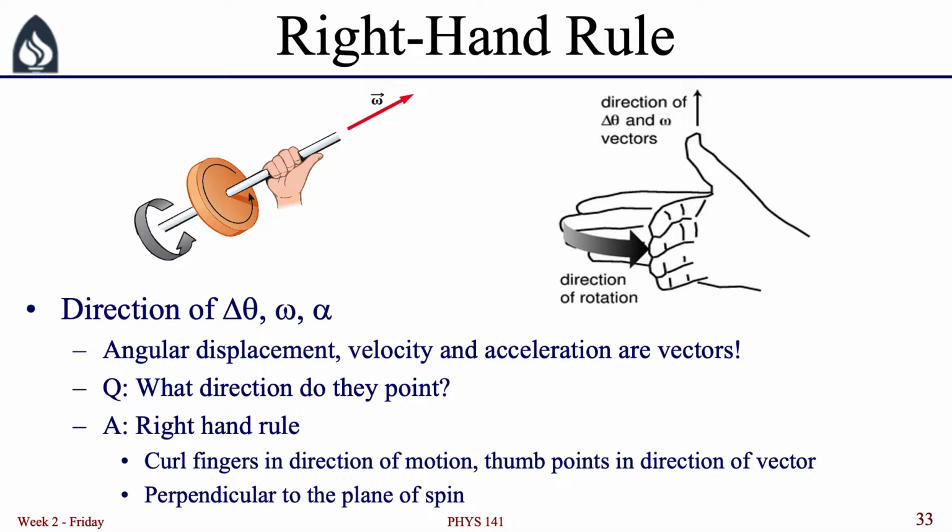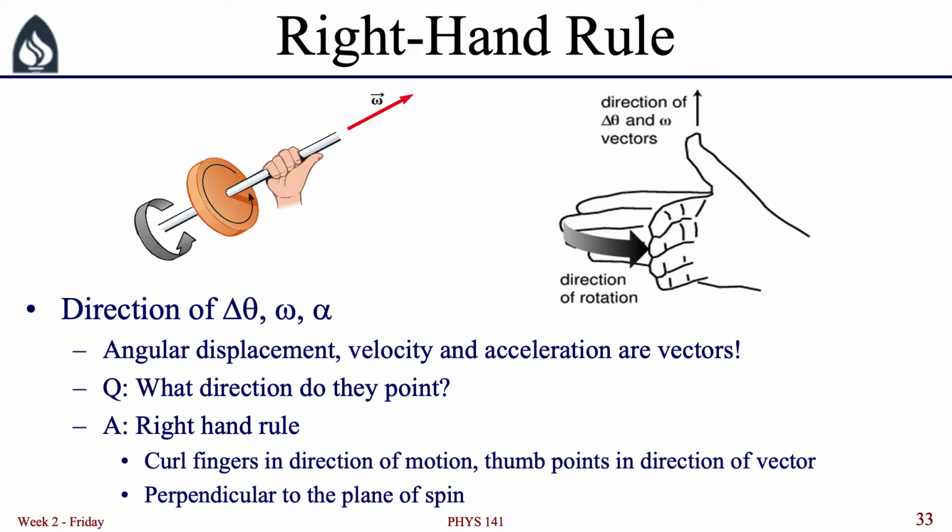The way the right-hand rule works is that you use your right hand, it won't work with your left, you'll get the opposite answer, and you curl your fingers in the direction of motion. So imagine grabbing the axle of the wheel and curling your fingers around that axle in the same direction that the wheel is rotating. Then the thumb will point along the axle in the direction of the vector. And this vector will be perpendicular to the plane of spin.